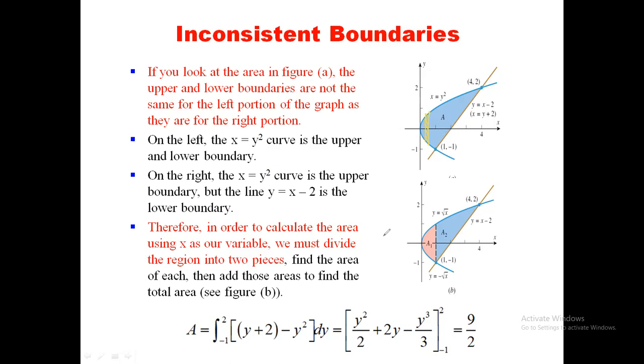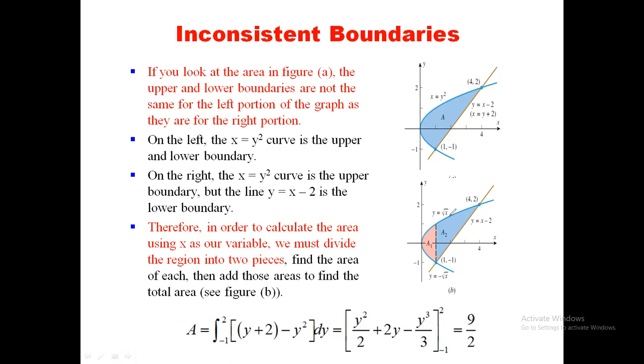So therefore, in order to calculate the area using x as our variable, we must divide the region into two pieces. Find the area of each, then add those areas to find the total area that is illustrated here below. What's done is you have divided the area into this area 1 and this area 2, and this the red.